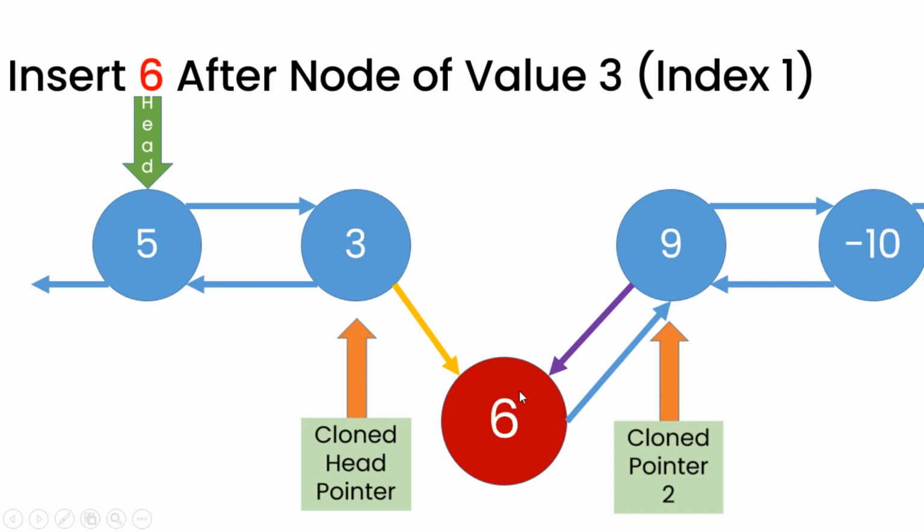And now we already have this node, and we can modify it as we want. And since we already have the pointer to this node 3, we can just change the backward pointer of this 6 to point at the head pointer clone, which is at the value of 3. And this is exactly how we can insert a node after a certain value, which in our example is 3.